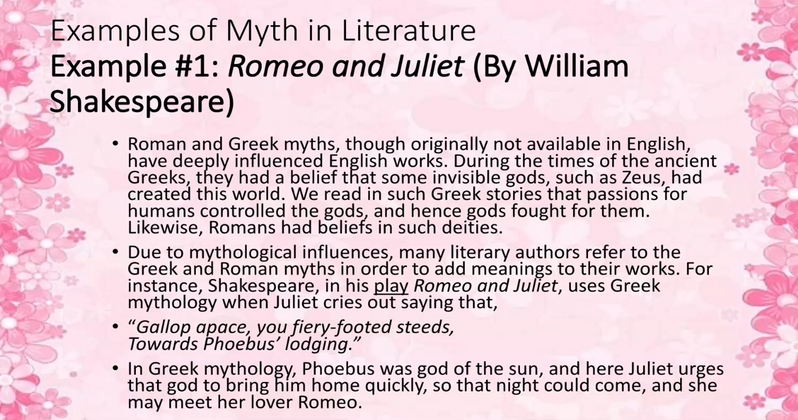Now, due to mythological influences, many literary authors refer to the Greek and Roman myths in order to add meanings to their works. For example, in Romeo and Juliet, Juliet cries out saying, "Gallop apace, you fiery-footed steeds, towards Phoebus's lodging." Now, Phoebus is a famous myth in Greek mythology. Phoebus was god of the sun. And here, Juliet urges that God to bring him home quickly so that night could come and she may meet her lover Romeo.